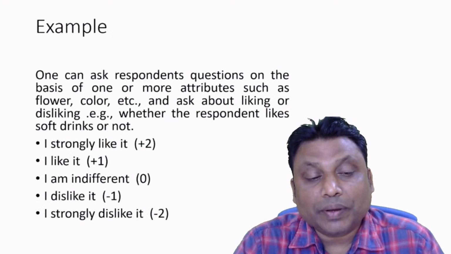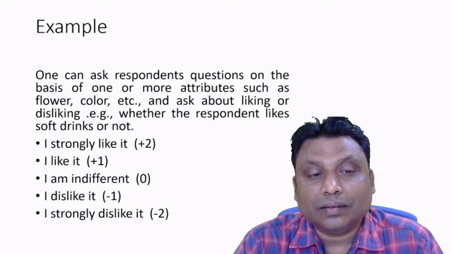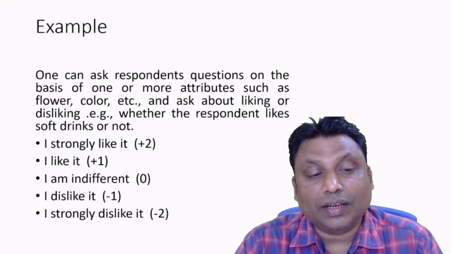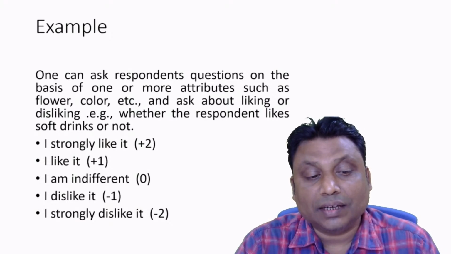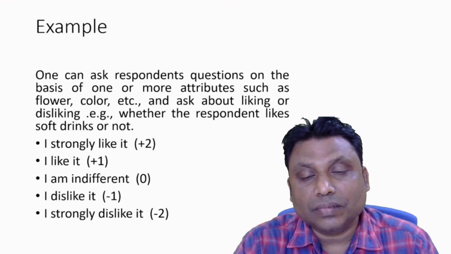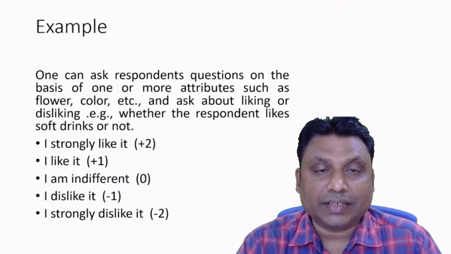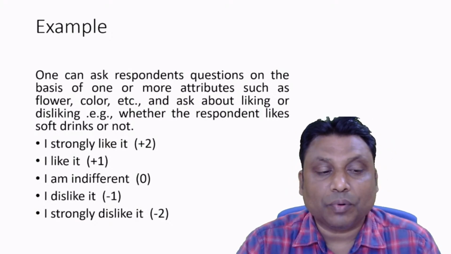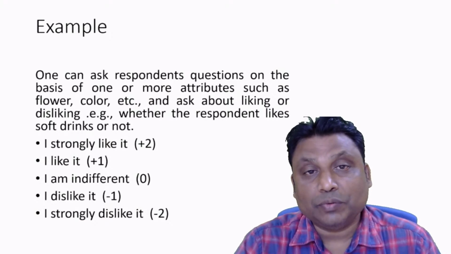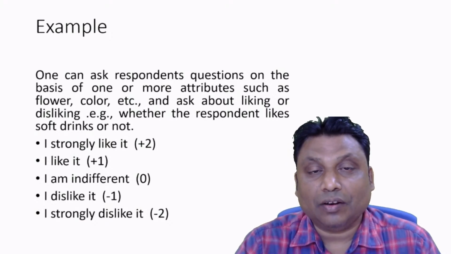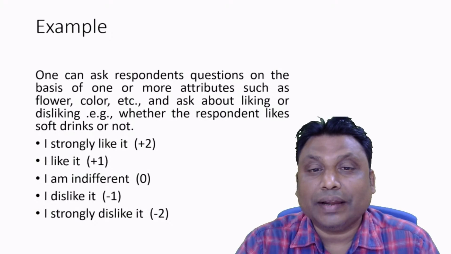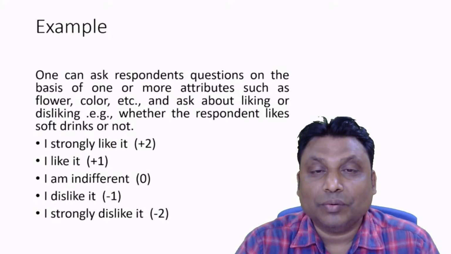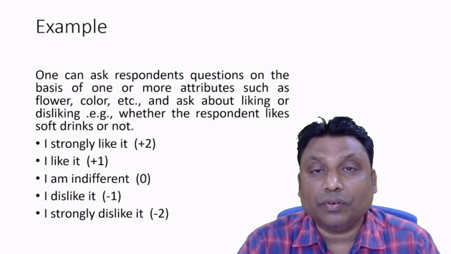If you are taking it numerically, I strongly like it is plus 2, and I strongly dislike it is minus 2. I dislike it is minus 1, I like it is plus 1, and I am indifferent is 0. So 0 is indifferent, neutral, or normal. Mathematically, we can take the ranking basis: 0, 1, 2, 3, 4, 5, like this.